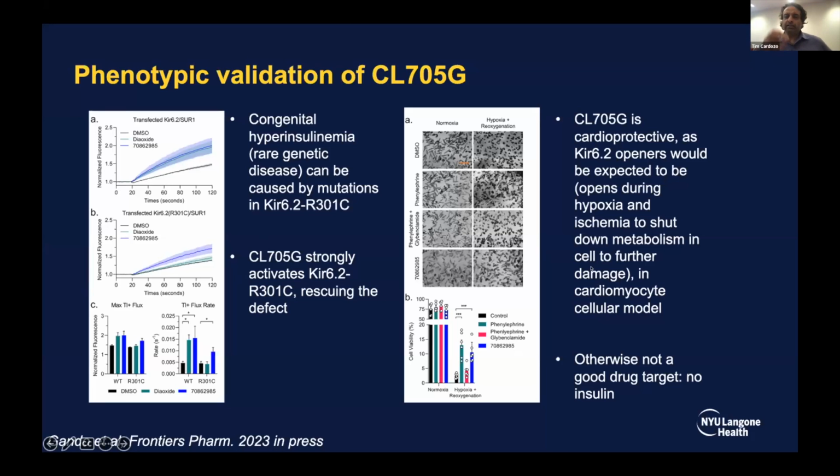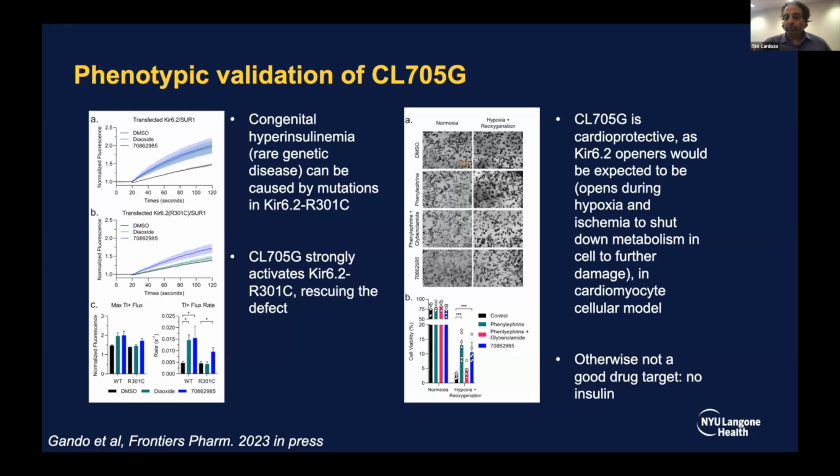And then Kir6.2 is also a cardioprotective channel. It opens during hypoxia and ischemia, and in doing so shuts down some of the active metabolism of cardiac myocytes to protect them from those insults and the lack of oxygen. So you can model that with this cardiomyocyte cellular model, and phenylephrine is also cardioprotective in this setting. Without the compound, the cells round up and are not viable. With phenylephrine, which is the positive control, they're preserved to some degree. With phenylephrine plus glibenclamide, which blocks the channel, you get the cell death again, and the compound protects the cells, and they have the same morphology in the presence of hypoxia and reoxygenation.